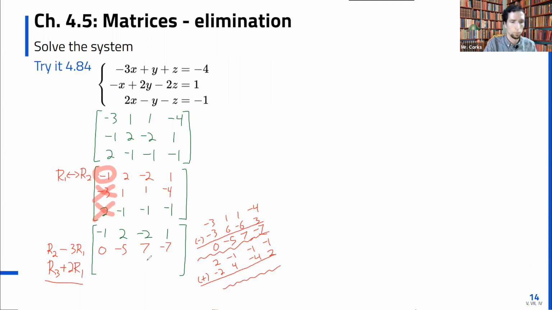And our new row 3, what will that be? 0, 3, -5, 1. Okay, so 0, 3, -5, and 1.